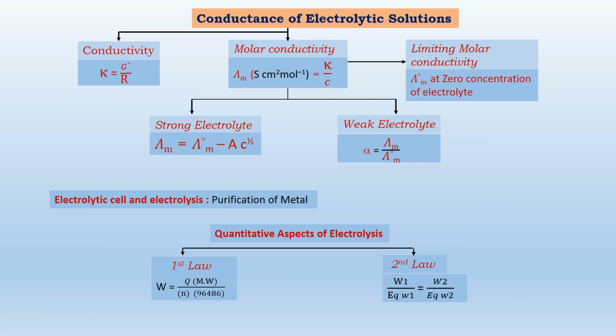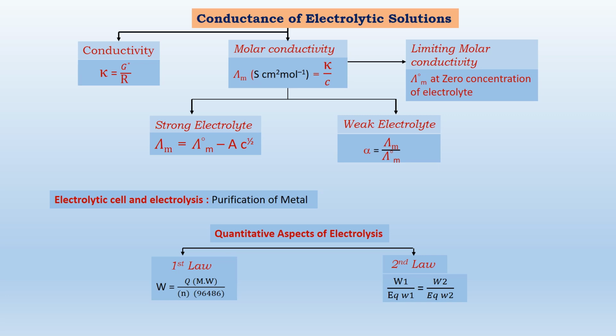Conductance of electrolytic solution. If you want to measure the conductivity, you should know the G star value, that is the cell constant, divided by the resistance of the solution, right? The cell constant can be identified from a known solution, and you can substitute the resistance. You will find the conductivity of the solution, which is kappa, and the molar conductivity. The molar conductivity should be expressed in Siemens centimeter square per mole. Lambda m is equal to kappa by C.